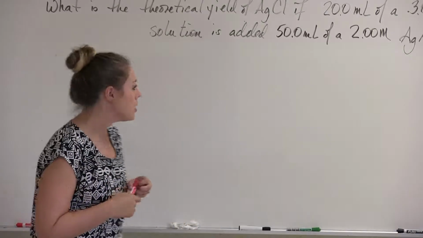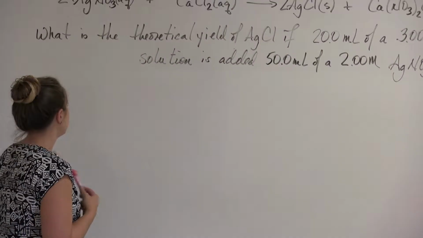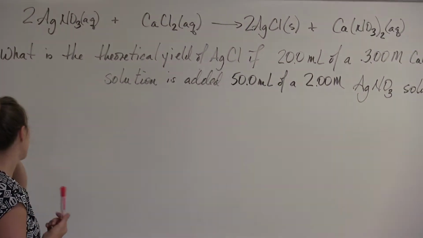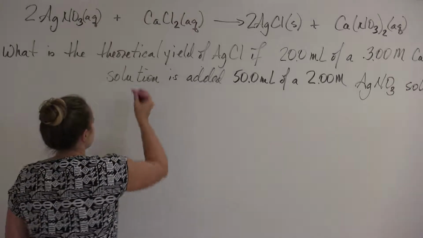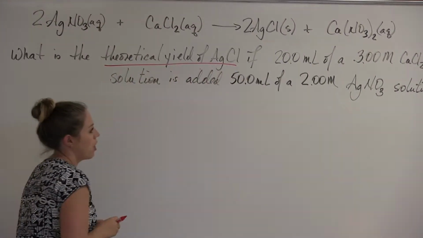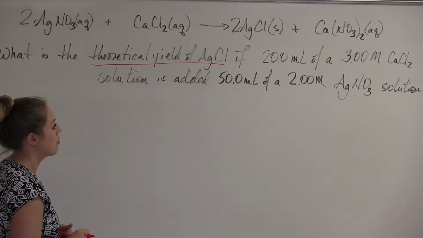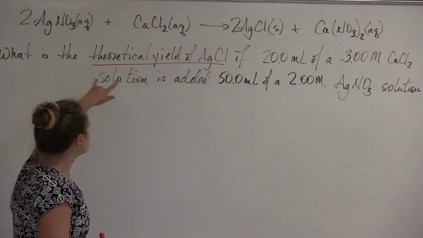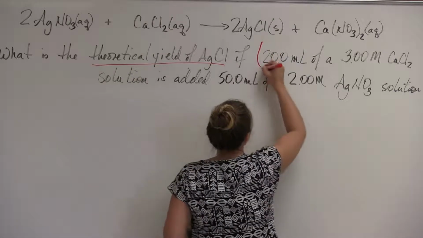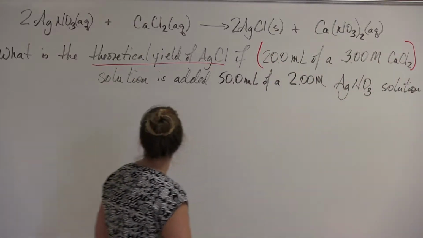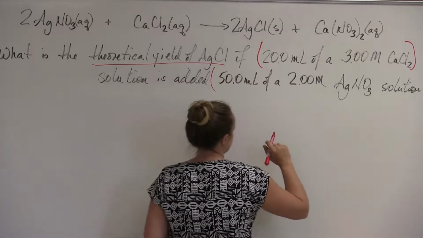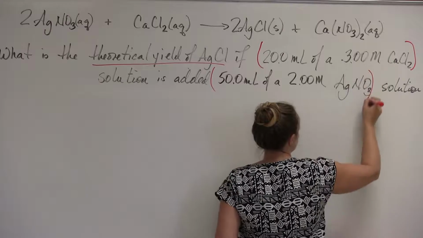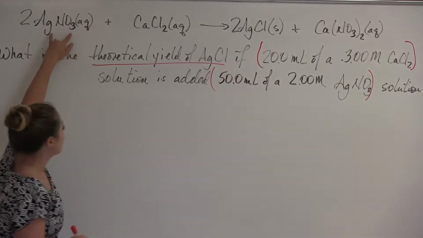So here on the board, we've got silver nitrate reacting with calcium chloride to produce silver chloride and calcium nitrate. We want to know the theoretical yield of silver chloride, so we want to go to the mass of silver chloride if 200 milliliters of a 3 molar calcium chloride solution, my first reactant, is added to 50 milliliters of a 2 molar silver nitrate solution, my second reactant.